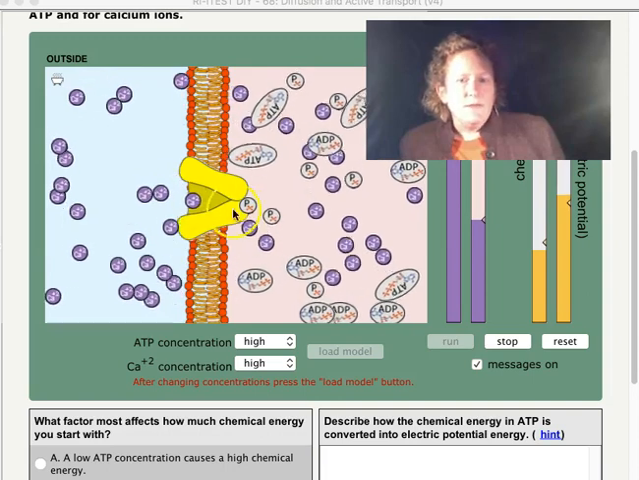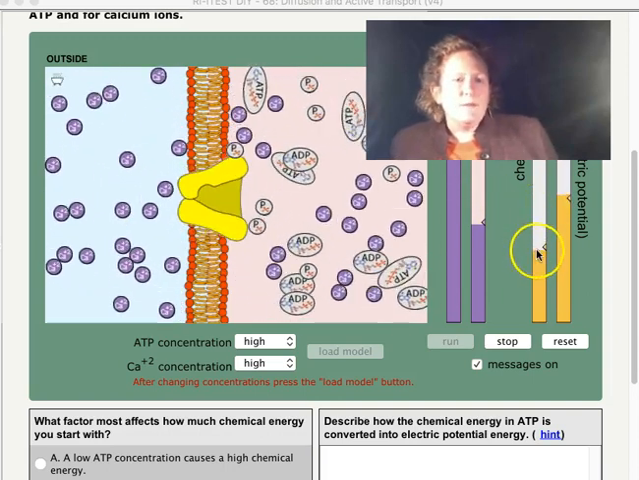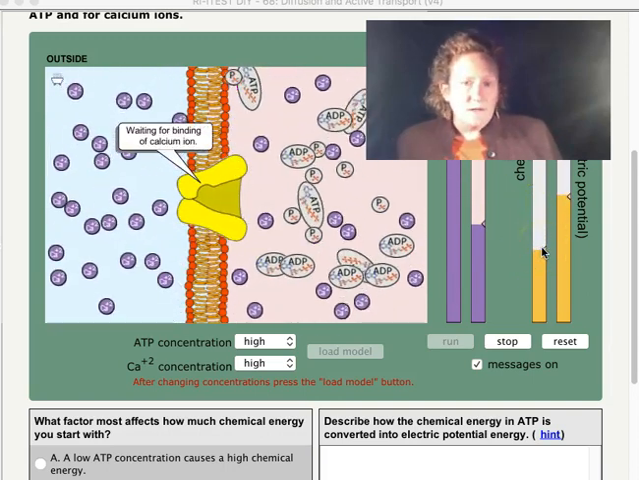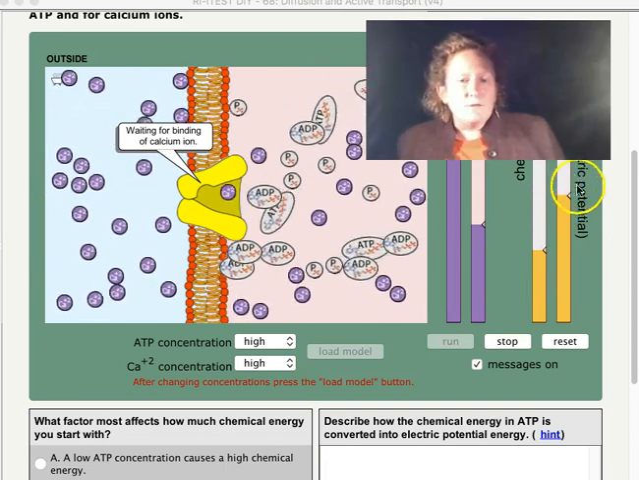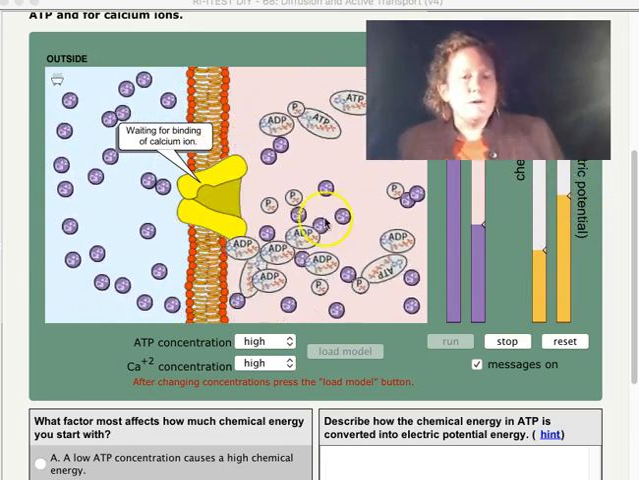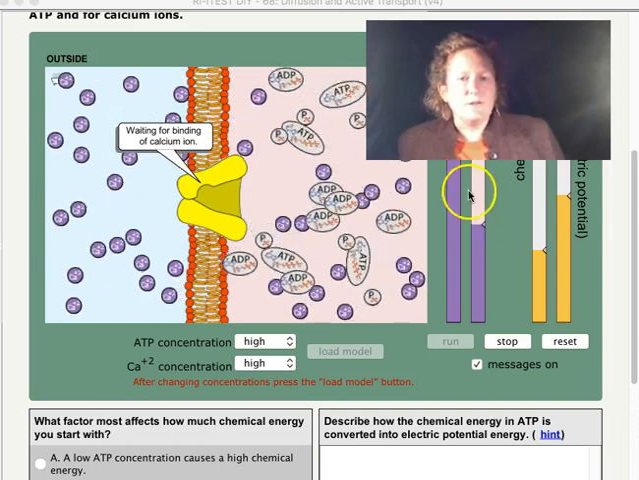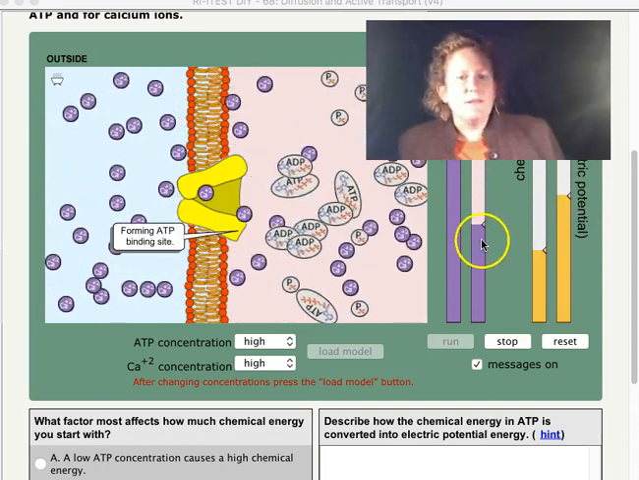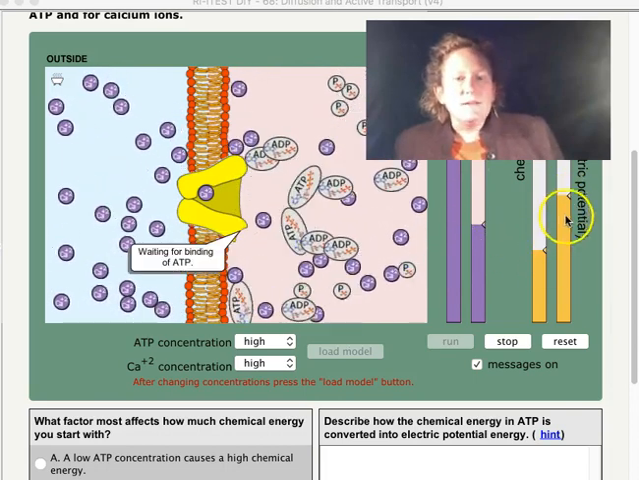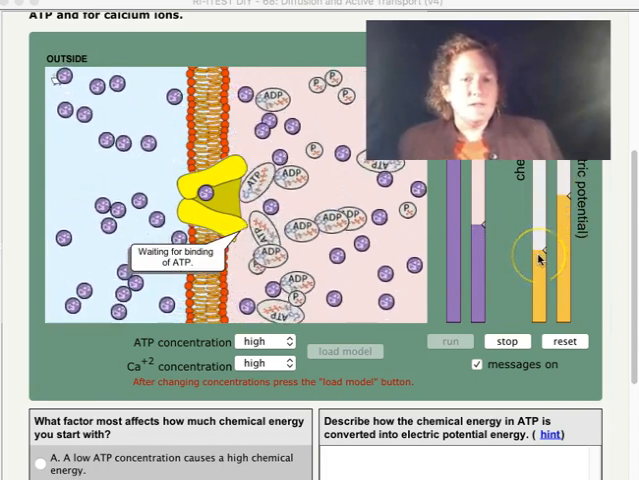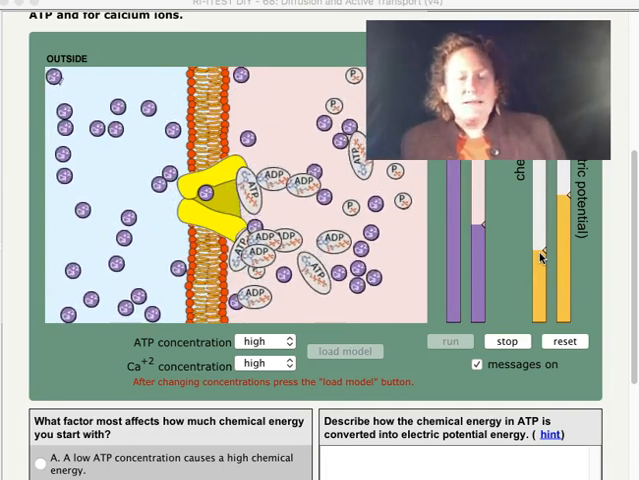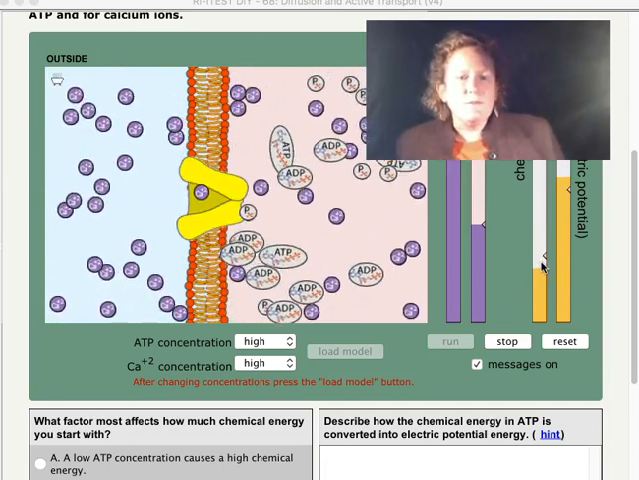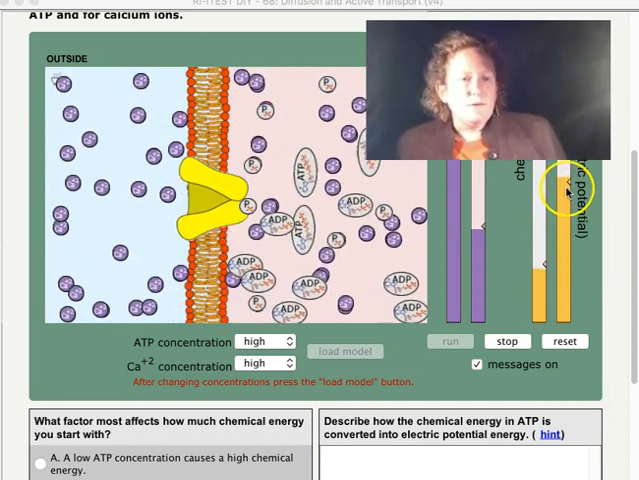So hopefully an ATP will bind here, get used up. There we go. There's the calcium, and you can see that the chemical energy went down because we used ATP, and the electric potential, because there's more difference in the calcium concentrations here, this electric potential happens because of the difference in the calcium concentrations. That's gone up as the chemical energy has gone down. So we haven't lost any energy, we've just transformed our chemical energy into electric potential.